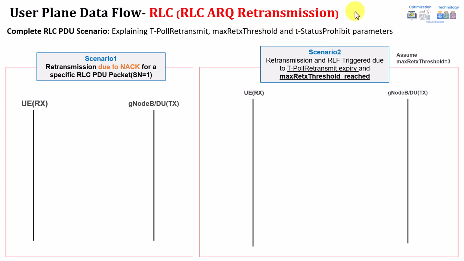So here in this example, in scenario 1 or example 1, I'm assuming there will be an RLC retransmission due to a non-acknowledgement being received from the receiver side, for a specific RLC PDU, for example here, sequence number 1. So let's see what we have.